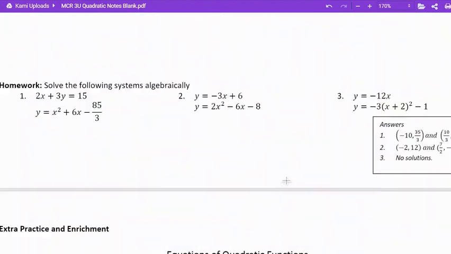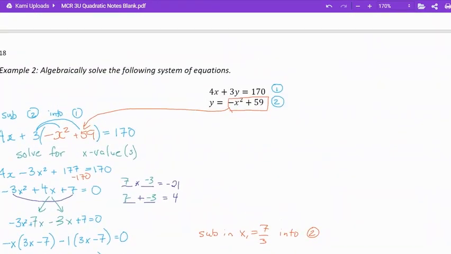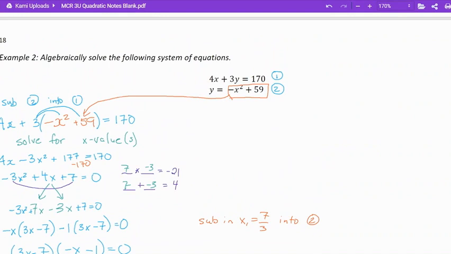So let's finish off this question. So yesterday, we worked on the second way of solving linear quadratic systems. The first way was graphically, where you literally graph the parabola, graph the line. Now, I am curious, did anyone draw a picture as they were solving yesterday?